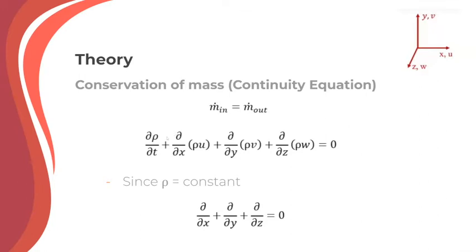This can also be derived into the continuity equation for fluids, which would be the partial derivative of the density with respect to time plus the summation of the partial derivatives along the x, y, and z axes. And since we're going to have rho as a constant for it being blood, this governing equation can simplify to the sum of the partials along the x, y, and z axes equaling 0.